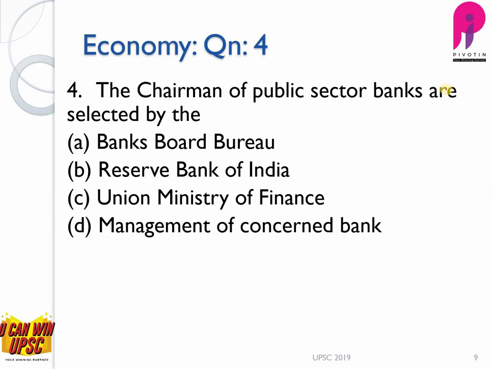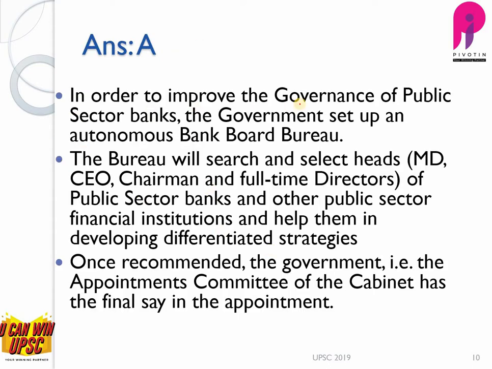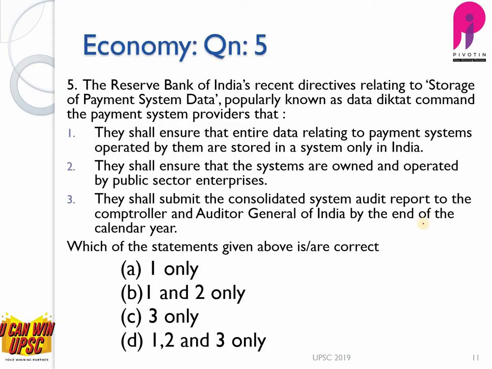Question number 4. The chairman of public sector banks is selected by the. Another factual question, and it is very, very easy. A hot cake question for you. The answer is actually A, Banks Board Bureau. So in order to improve the governance of public sector banks, the government set up an autonomous Banks Board Bureau. What is the function of this BBB? It will actually select and search heads of the PSBs and other public sector financial institutions. And they can do only the recommendation part. The Appointments Committee of the Cabinet has the final say in the appointment of the heads.